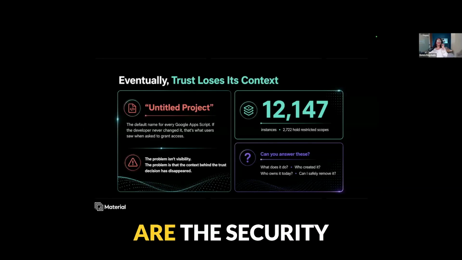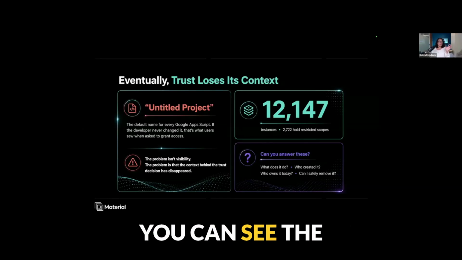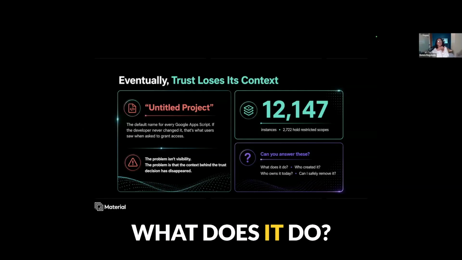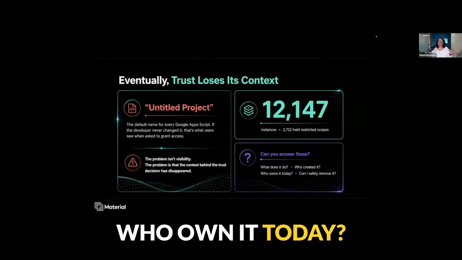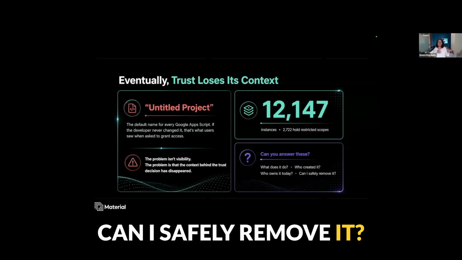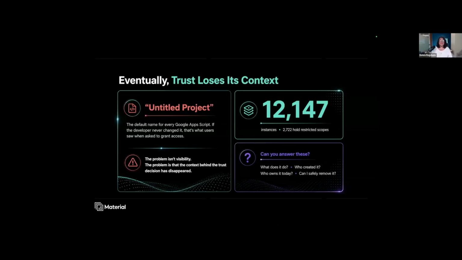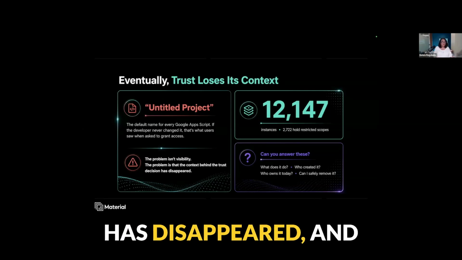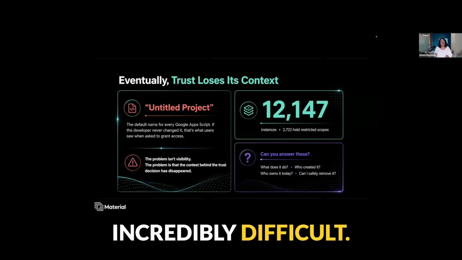Now imagine you are the security team reviewing your OAuth environment. You can see the application, but can you answer these questions? What does it do? Who created it? Who owns it today? Is anyone still using it? Can I safely remove it? That problem isn't visibility anymore. The problem is that the context behind the trust decision has disappeared. And once that happens, governance becomes incredibly difficult.